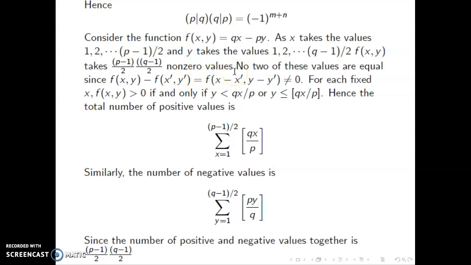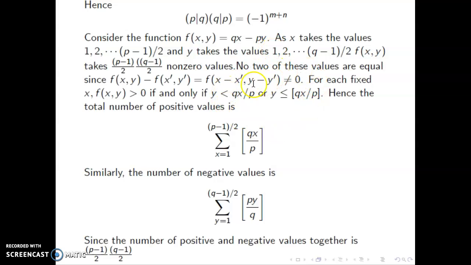Now I know that no two of these values are equal, because f(x,y) minus f(x',y') will be equal to, if I put that in here, qx minus py minus qx' minus py'.